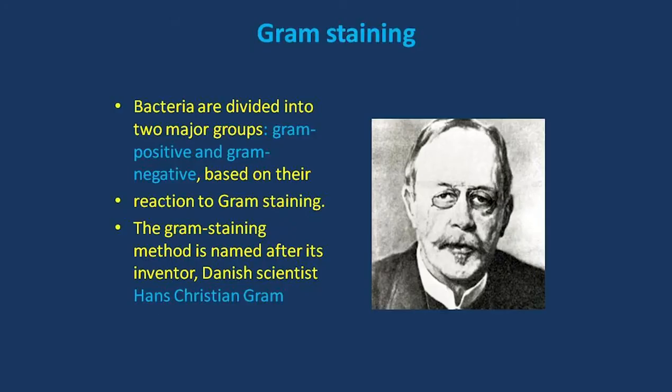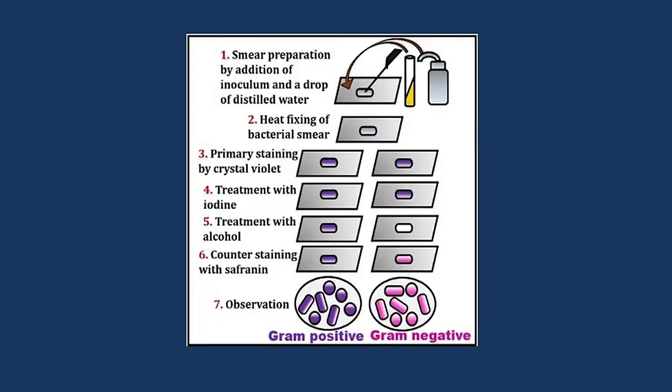Now, gram staining. Bacteria are divided into two major groups, gram positive and gram negative, depending upon their reaction to gram staining. The gram staining method was named after its inventor, Hans Christian Gram. In gram staining, you take the preparation that you are going to observe, mix it with a drop of distilled water, then heat it and pour a few drops of crystal violet. That's a stain used to stain bacteria.